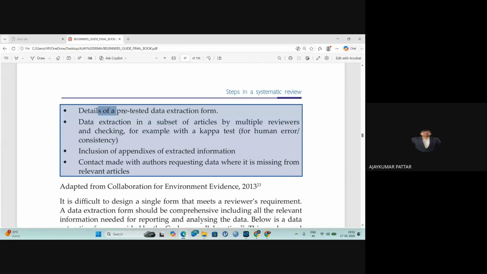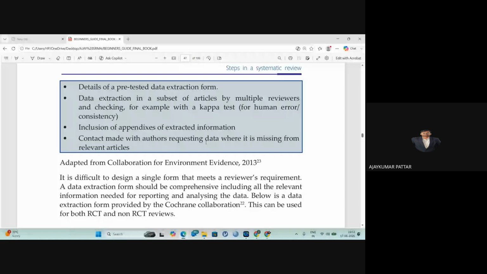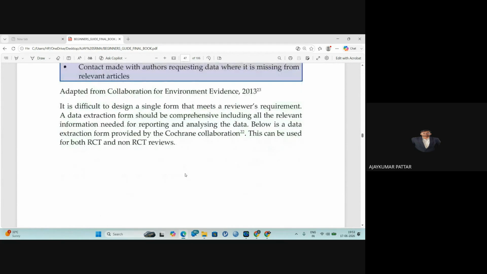Next, details of the pre-tested extraction form, if any. Initially, it is advisable to make an initial data extraction file and extract 4 to 5 articles with that particular data extraction format. Then we will confirm whether we are collecting all required data or not. That kind of pilot work should be done, which is advisable because we don't want to miss any important and relevant data.